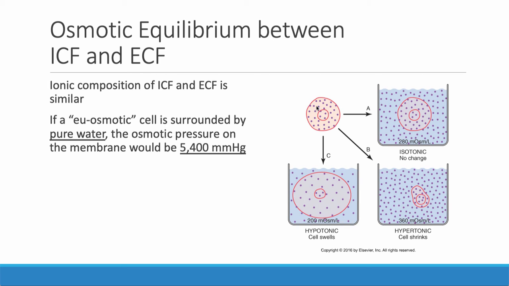hypertonic amount inside the cell. So a hypotonic solution where there's fewer particles in the fluid will force fluid into the relatively higher concentrated solution that's inside the cell, and that causes cell swelling to occur, right?